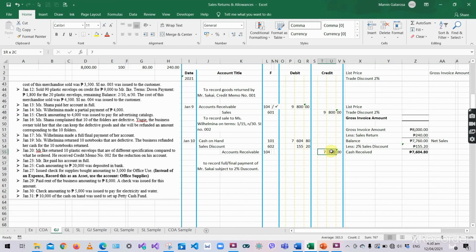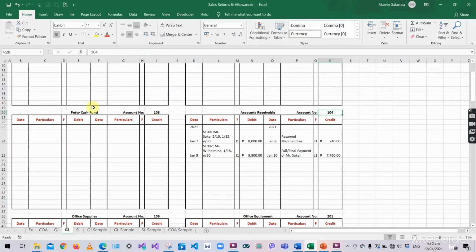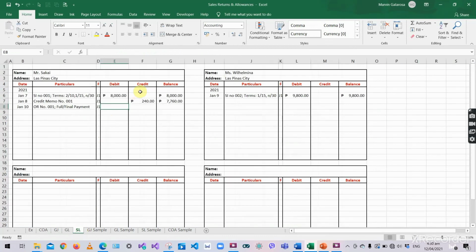Yung 7,760, tumutukoy lang yan kay Mr. Sakay. So, 7,760. Sa credit side, 7,760. Ano yung balance as of January 10? Balance ng nakaraang araw, January 8. Add, debit, minus credit. So, ang balance na ni Mr. Sakay is 0 na. Since collected na yung account receivable natin sa kanya.